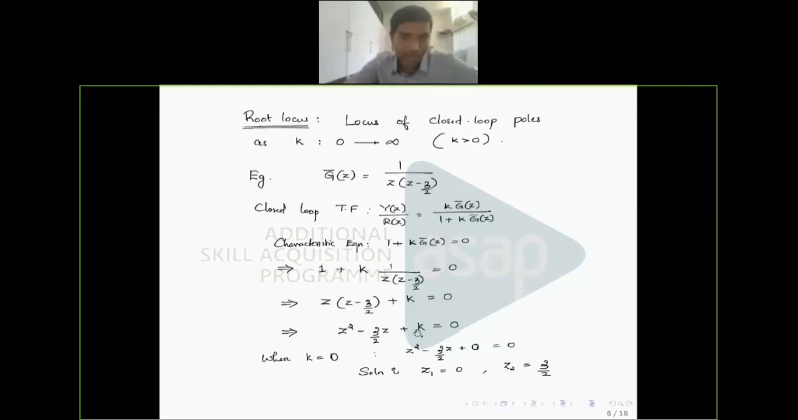Okay, now let's put the first value, let's put for the moment A is equal to 0. So when A is equal to 0, the characteristic equation becomes z square minus 3 by 2 z plus 0 is equal to 0. That means here I am putting A is equal to 0. What is the solution of this? We can take z outside. So this equation will be z into z minus 3 by 2. So the two roots are z1 equal to 0 and the second root z2 is equal to 3 by 2. So when A is equal to 0, when there is no gain, the roots are 0 and 3 by 2.